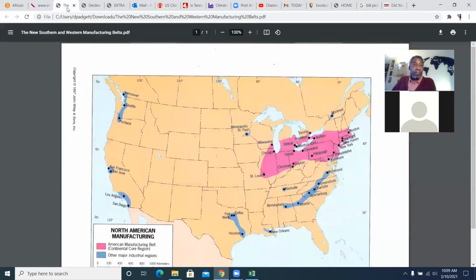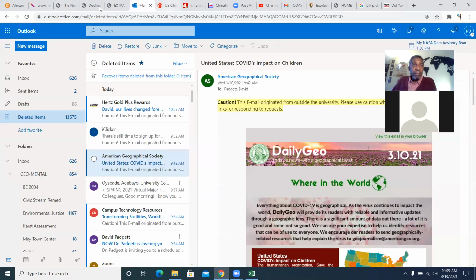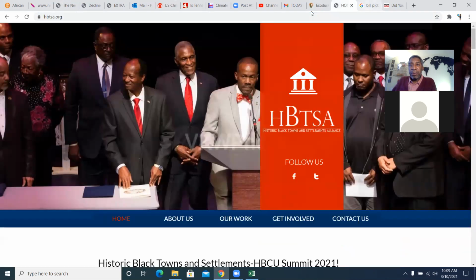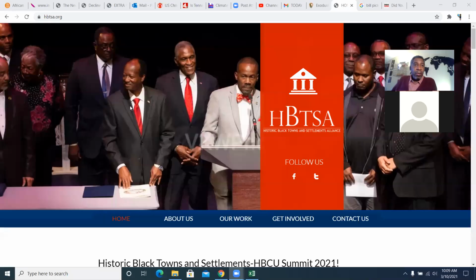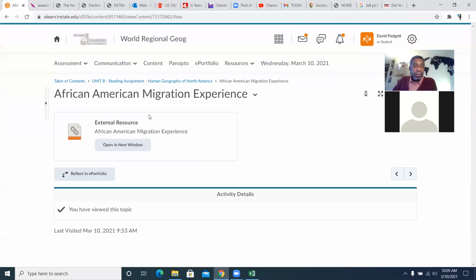So now, when we get back into looking at other migrations, we look at other migrations besides the Exodusters migration.